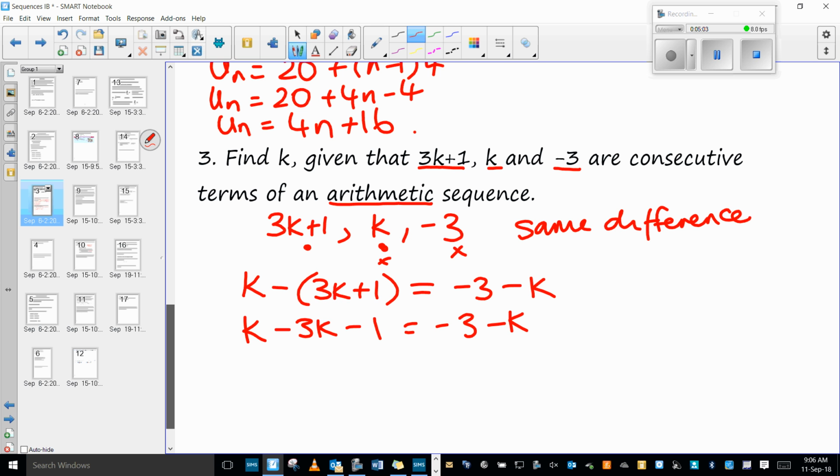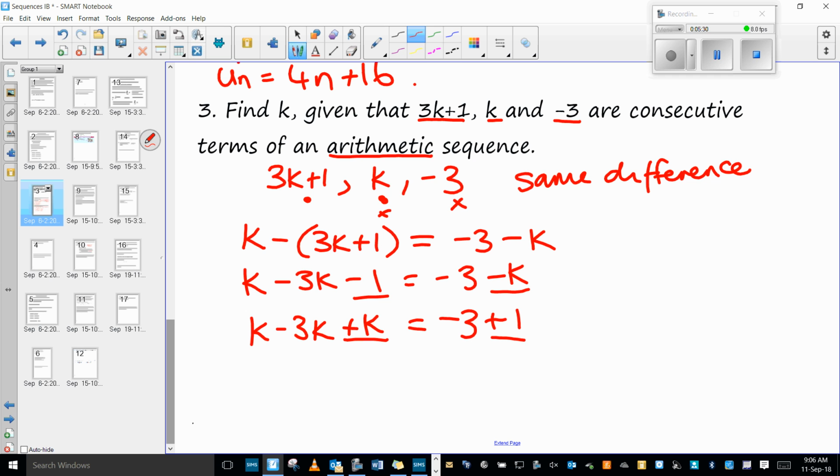So we've got k minus 3k, and we've got a negative k on the right hand side. To undo that, we need to add k to both sides, and we need to add 1 to both sides, because we need to get rid of that. So we've got k minus 3k plus k on here, and we've got negative 3 plus 1. These are the things that we reversed.